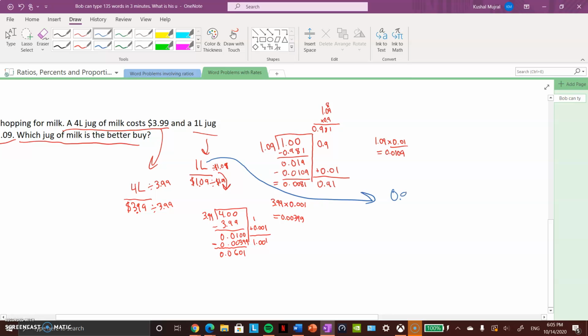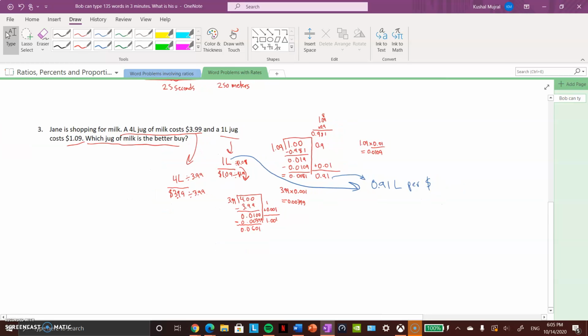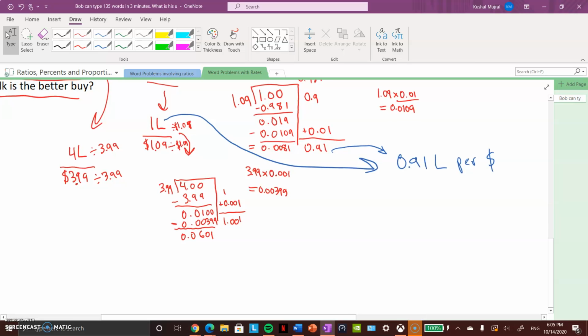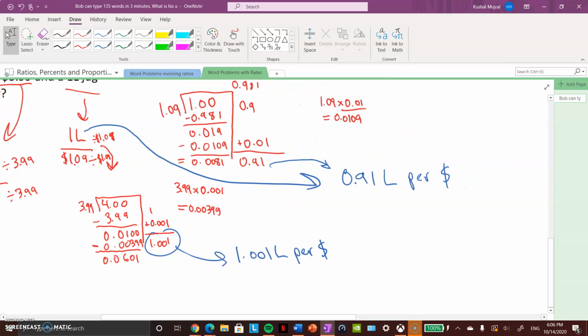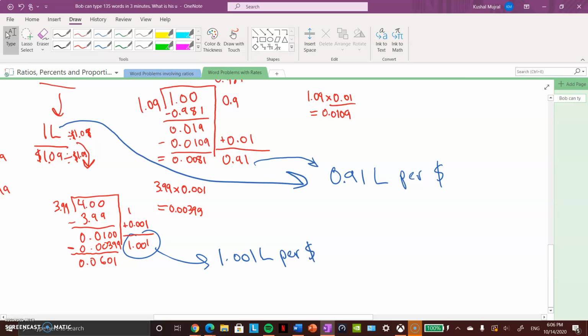Okay? So for this rate over here, it's 0.91, right? 0.91 liters per dollar. And for this one over here, it's 1.001 liters per dollar. Okay? And so which one is the better buy? For each dollar, which one are you getting more liters? If you said this one, you're correct.